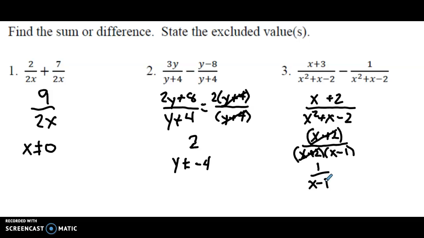And again, I need to do my excluded values. It's kind of hard to see what your excluded values are here, so that's another reason why we should factor to try to find them. So I'm going to go down to my factored form. For this first one here, it can't be negative 2. And for my second one here, it can't be positive 1. And that's the answer.